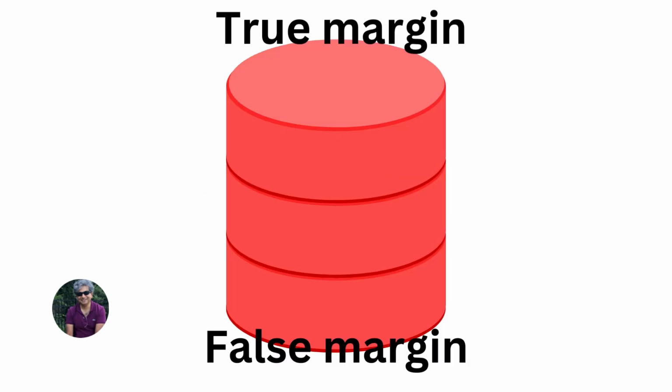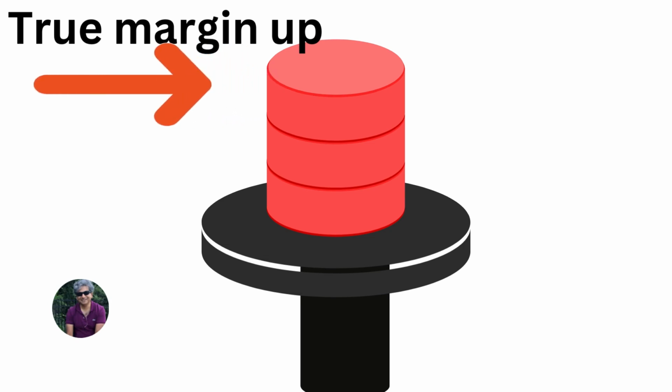So the first question you're going to be confronted with is, on the chuck, do you place the true margin up? Do you cut into the true margin? Or do you cut onto the opposing surface, the false margin? We like to place the true margin up. That is, you're cutting into the surface that the surgeon cut into.